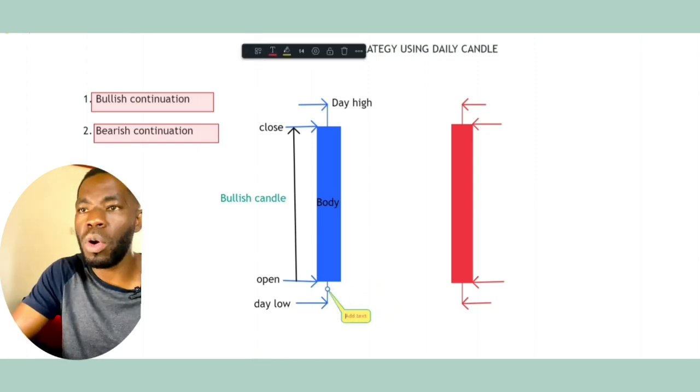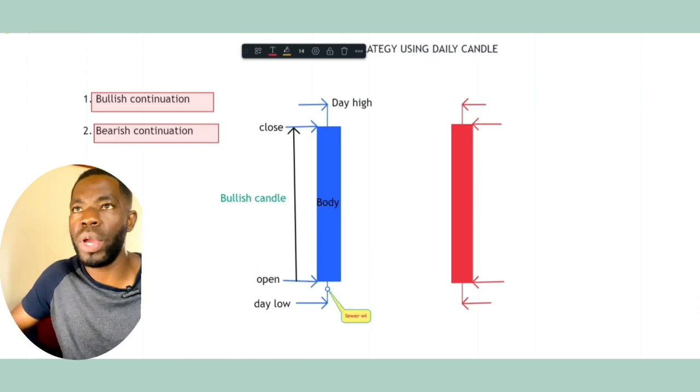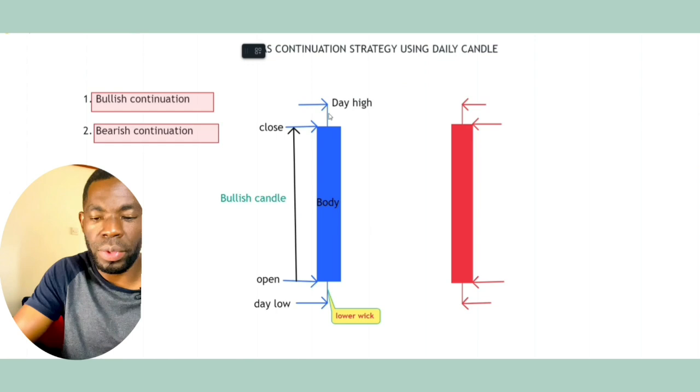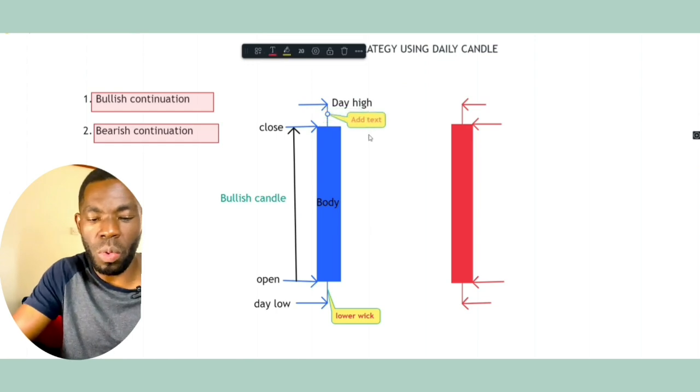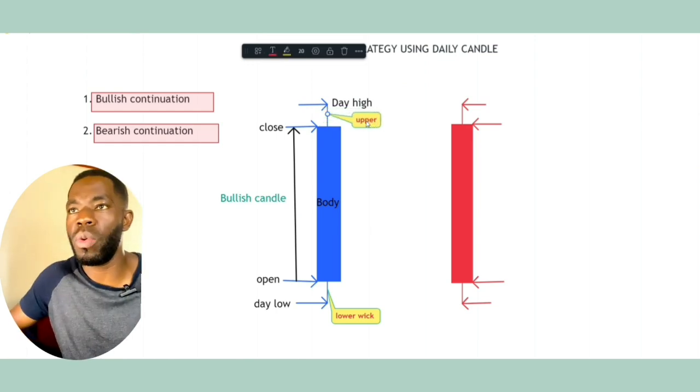Lower wick, some people call it a shadow, but I like to call it a wick. This is a lower wick, all right? And this is the upper wick up here. The upper wick or shadow, whatever you want to call it. So these are the different parts of this candlestick.